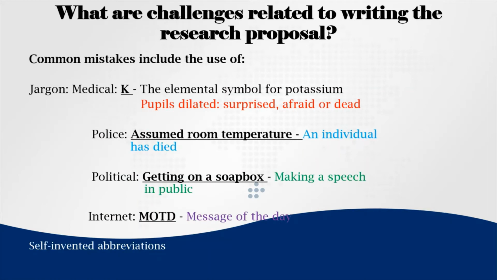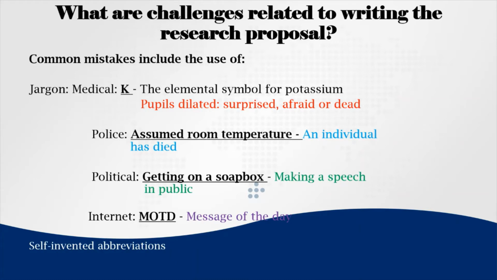Some of the other common mistakes include the use of jargon. We all know jargon. There is jargon, the medical jargon, the police jargon, the political jargon, the internet. So for instance, in the medical terms, if you put K, the K is the symbol for potassium. But somewhere you find K in slang language means all right. So one should be careful how they use that.